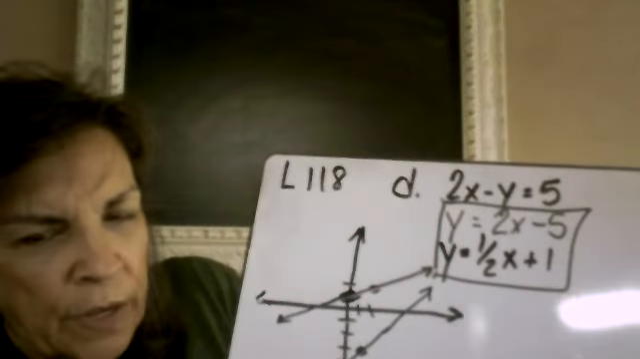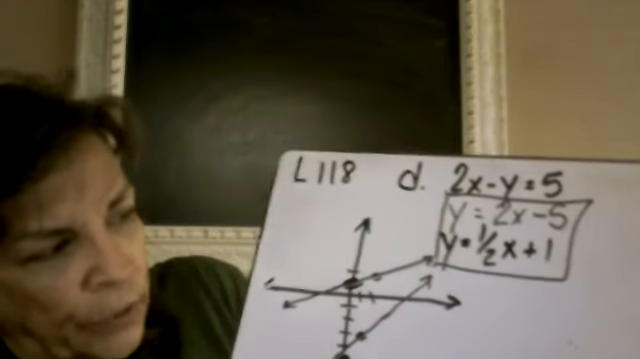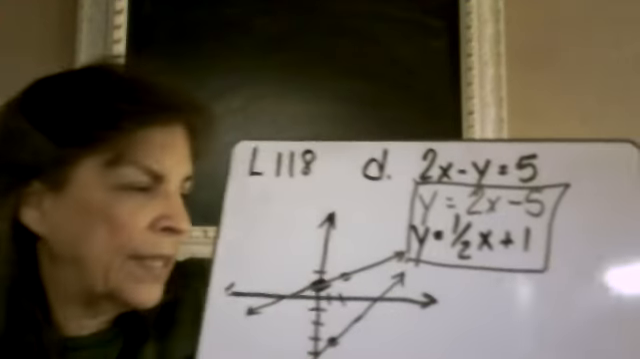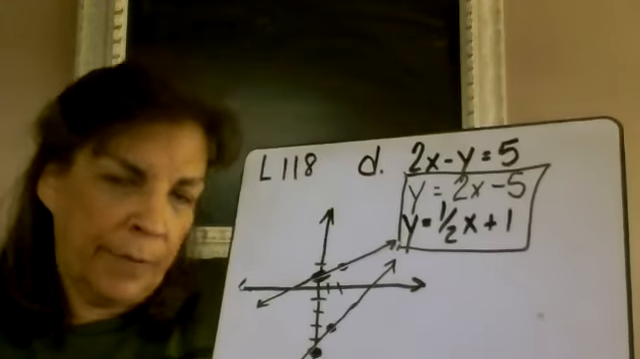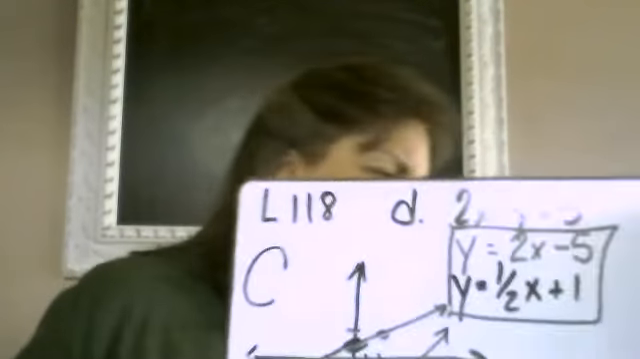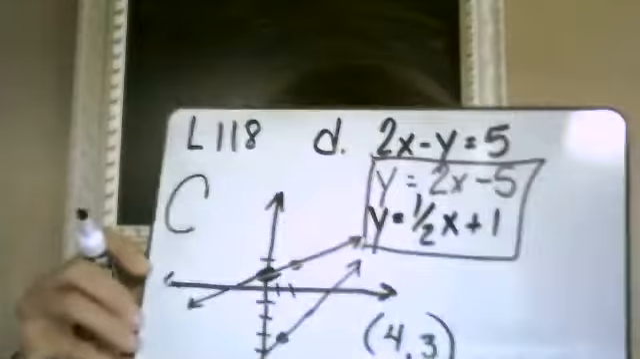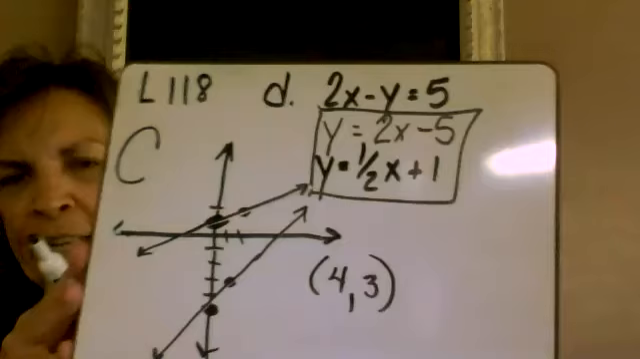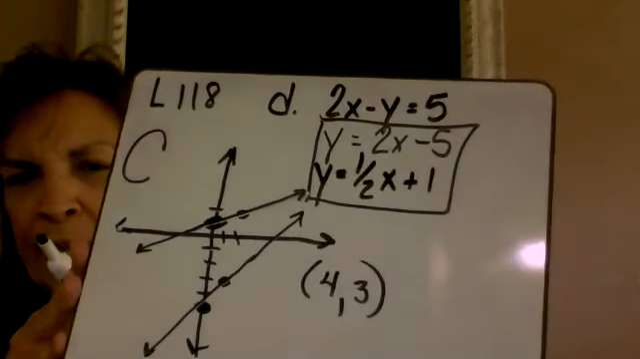Now, if you'll notice, if I keep going with those lines, they will eventually cross. I don't exactly know what the point is. I can estimate what the point is, but if you look at your examples, you will notice that C is the correct answer, and where they eventually cross is at the point 4, 3. And so that would be the correct answer to this problem. Practice lesson 118, practice D.